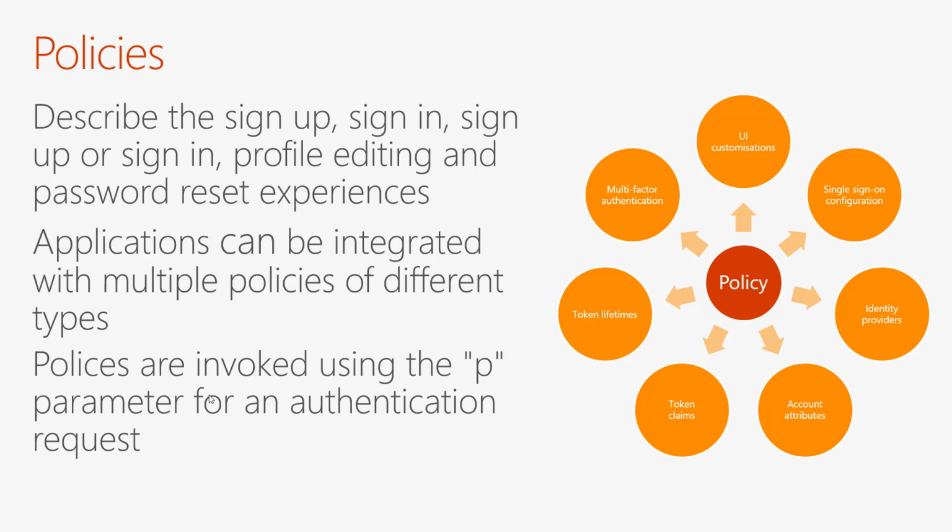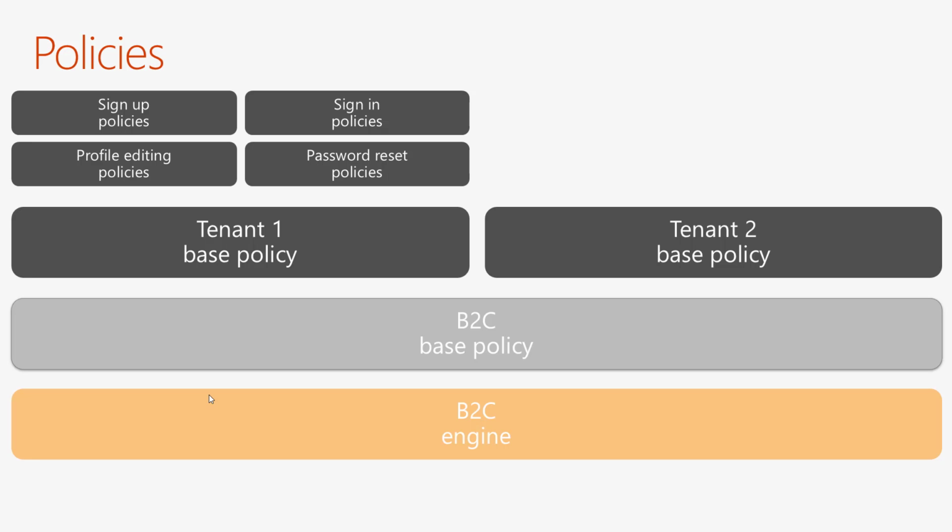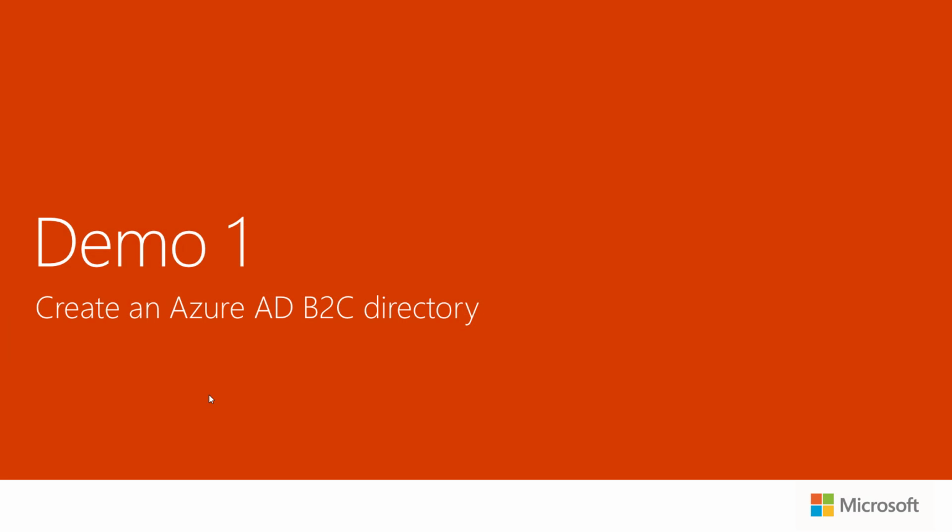Applications can be integrated with multiple policies of different types. Applications are invoked using that P parameter, the policy that's defined for that application. So you can have, like we explained, sign-up policies, sign-in policies, and that's on a per tenant basis. It's a multi-tenant platform. Azure Active Directory B2C has the tenant-wise policy, and then it talks to the B2C engine at the bottom. So we'll get into the demos, and we'll talk about Azure Active Directory B2C with the demos walking through.